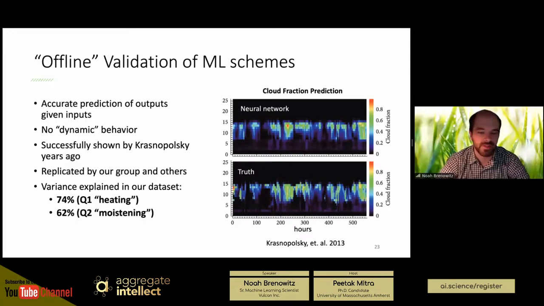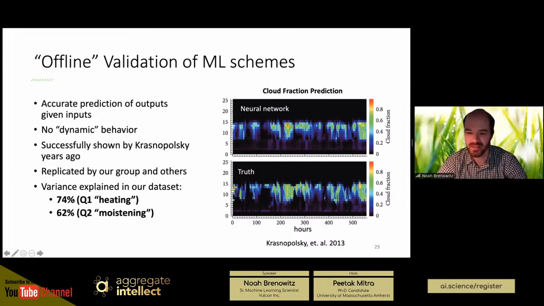So in terms of how this scheme does offline, meaning how does it do just at predicting the outputs that we trained it with, it turns out that this problem has been done in the past, most notably by Vladimir Krasnopolsky several years ago. And that's why I'm showing his slide here. This is showing a similar machine learning problem, posed slightly differently, where they try to predict the cloud fraction given the humidity and temperature. And you can see that these two panels look identical, so the machine learning is able to predict the amount of cloud given the temperature and humidity. So it's not a trivial task. It's basically the same thing as what we're trying to do now.